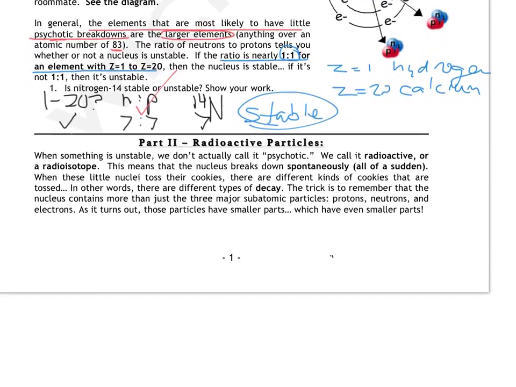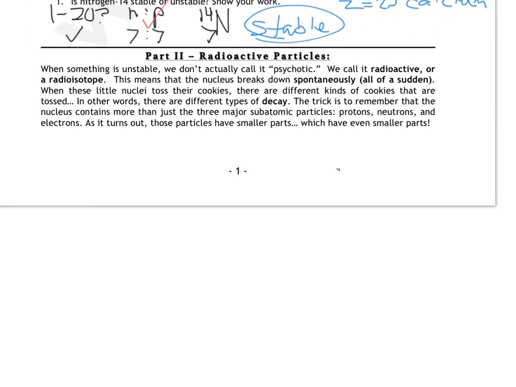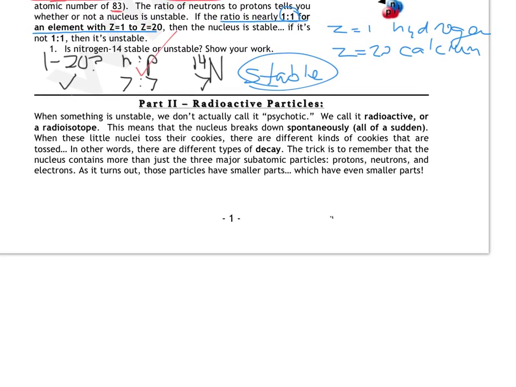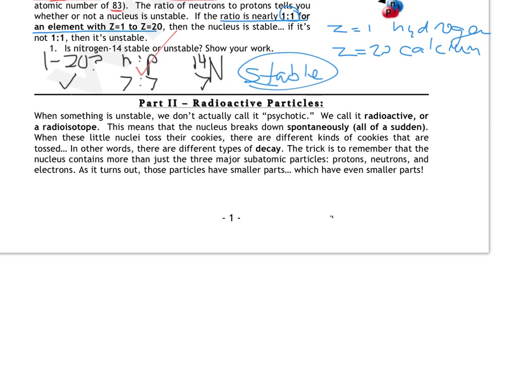Moving on. So part 2, there is more about this story because there's more to the radioactive particles themselves. When something is unstable, we don't actually call it psychotic, guys. We call it radioactive. That's a key word here. Radioactive or radioisotope. So this is more like describing something, I guess we could say it's an adjective. And a radioisotope is more like a noun. It's the thing itself. So I'll go with adjective.